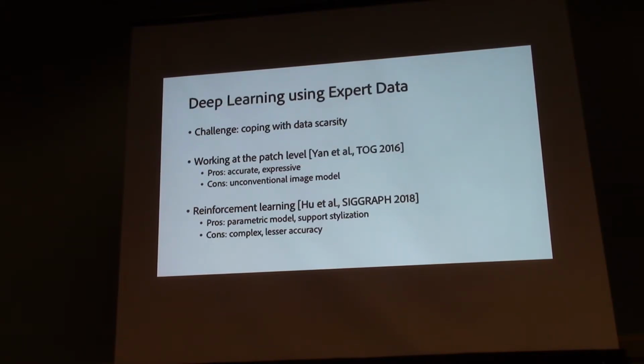So looking at the other side, for deep learning, we have to deal with data scarcity. We don't have that much data when we work with the expert. There have been a couple of items that I mentioned. I've been involved with work from people in Hong Kong where we work at a patch level. So that's one way to turn thousands of images into millions of patches. And now we can train. This work is nice, it's accurate, we show good performance, we show that we can cope with different styles.